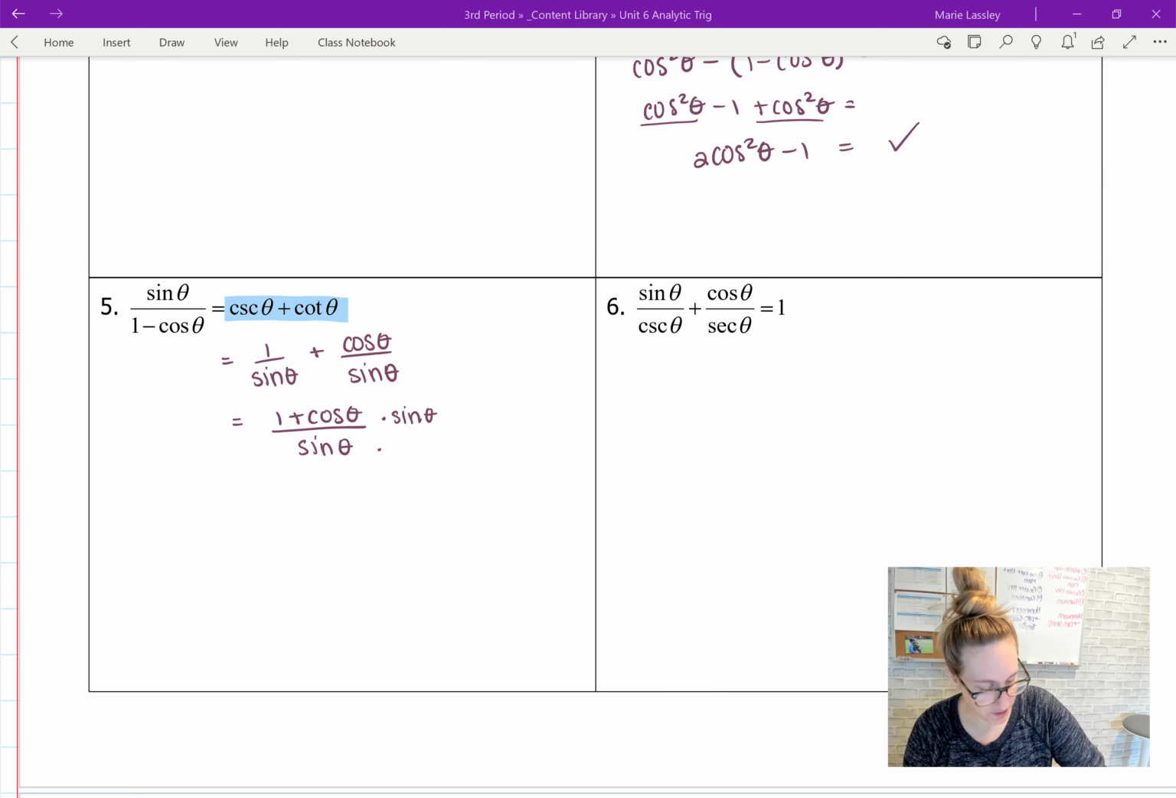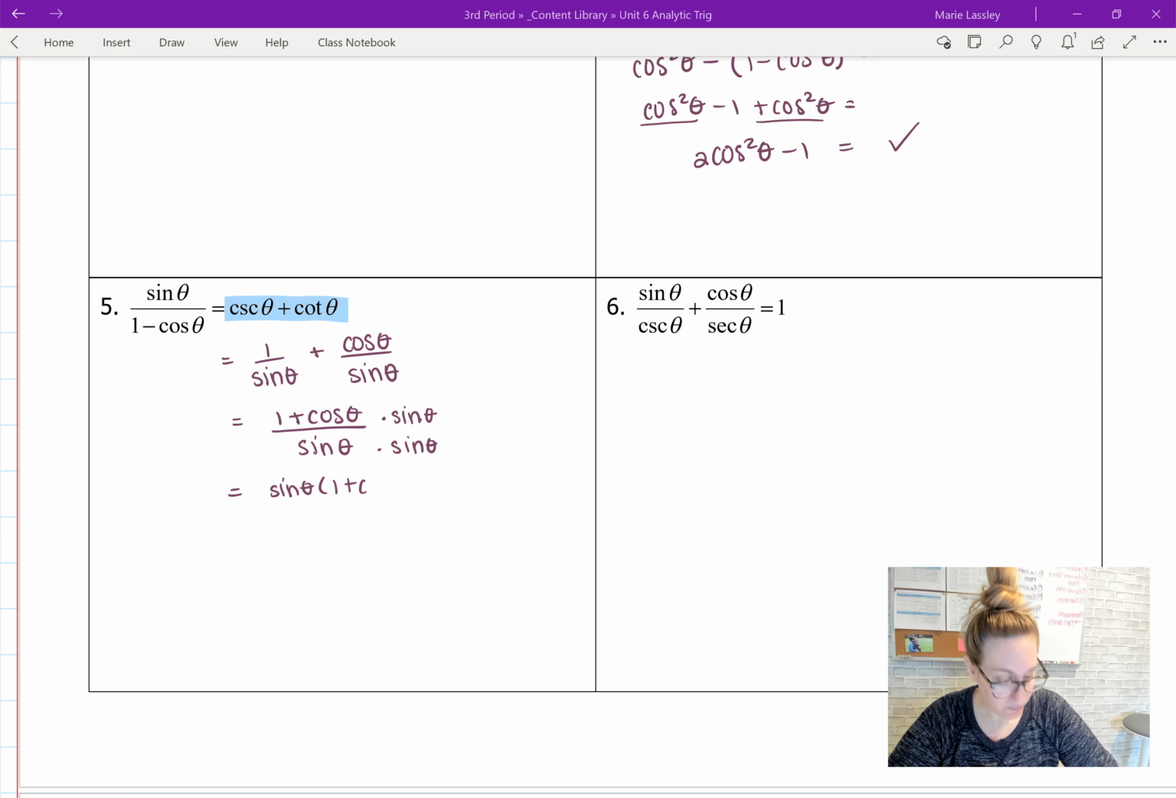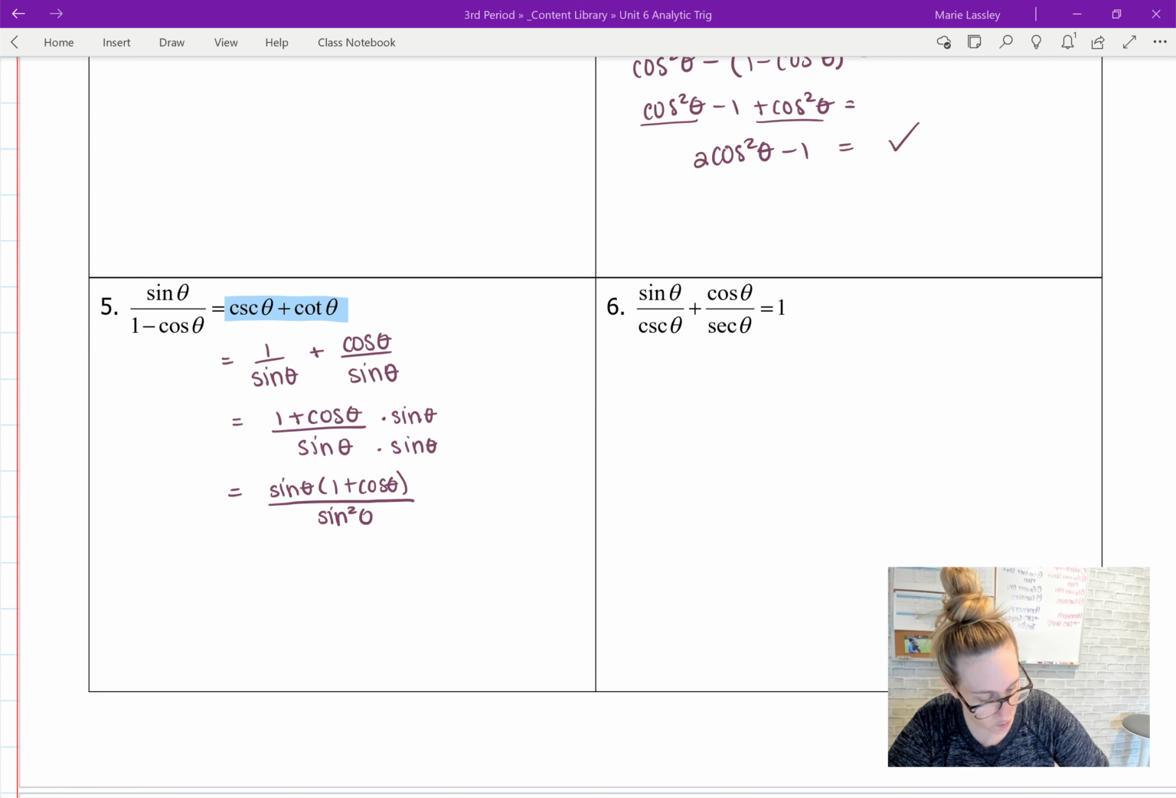So that's going to give me sine times 1 plus cosine theta all over sine squared theta. Okay, I can see where this is going now. We're getting there. So now I can use a Pythagorean identity, because I have sine squared on the bottom. So I can change sine squared, just like we did in the last problem, to 1 minus cosine squared. So I'm going to rewrite this. I have sine theta on top with the 1 plus cosine over sine squared, which is going to change to 1 minus cosine squared theta.